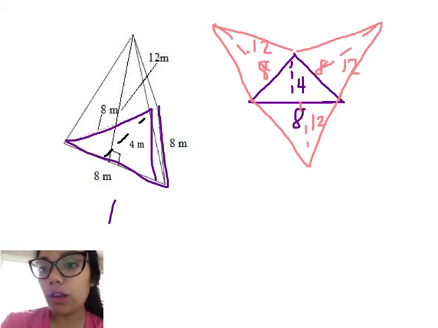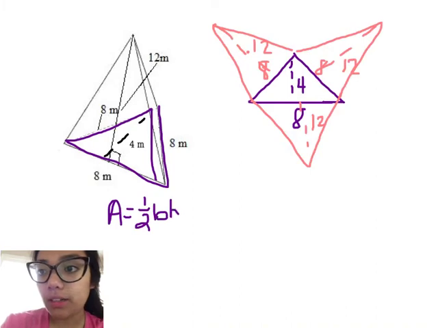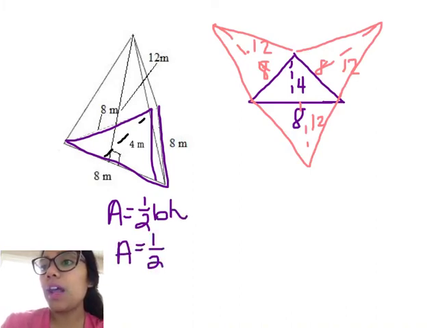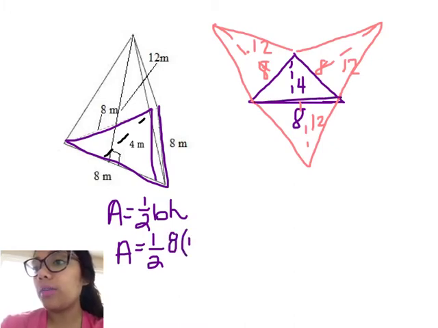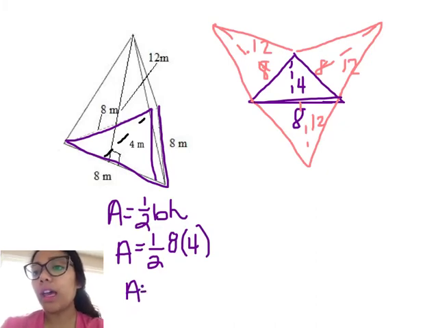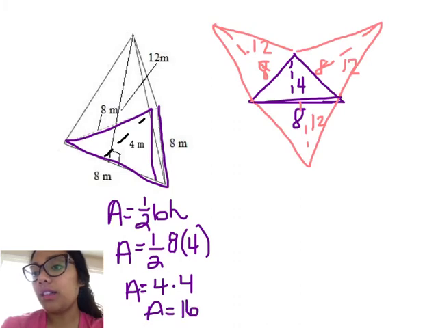So how do I find the area of a triangle? Area equals 1/2 base times height. I'm doing the one in purple. So area equals 1/2. The base of this one is 8. The height of that one is 4. I'm going to go ahead and do half of 8 first. Half of 8 is 4, so then I have 4 times 4. Area equals 16 square meters.